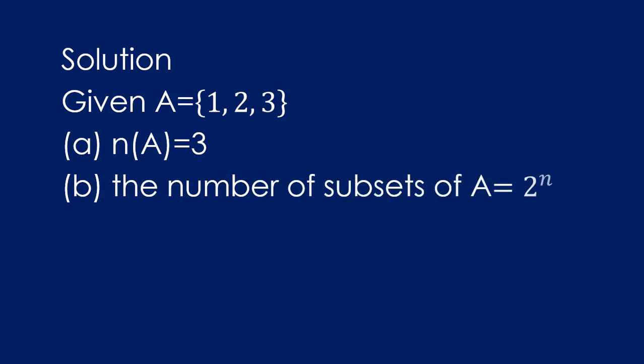And then B, the number of subsets of A is simply given by 2 to the power n. But what is n in this case? In A, we had n to be equal to 3. So we can simply say that the number of subsets of A is simply equal to 2 to the power 3. And that simplifies to 8. That means that we can derive 8 subsets from the set A.